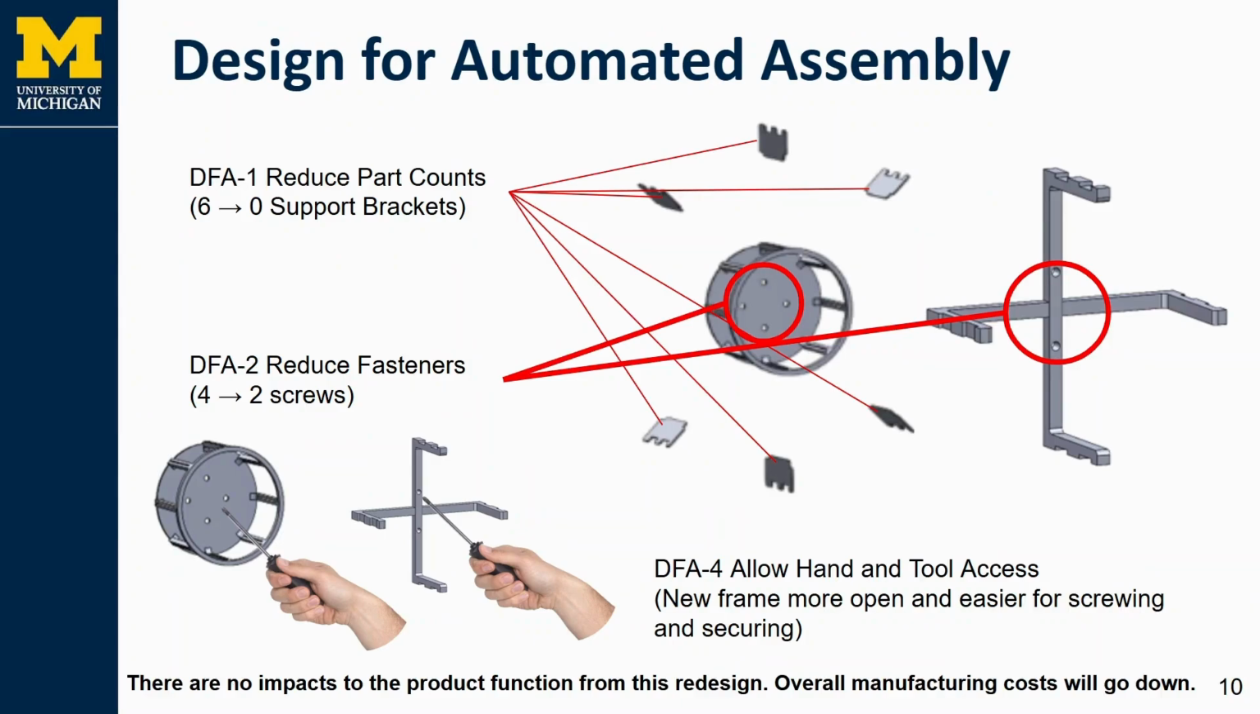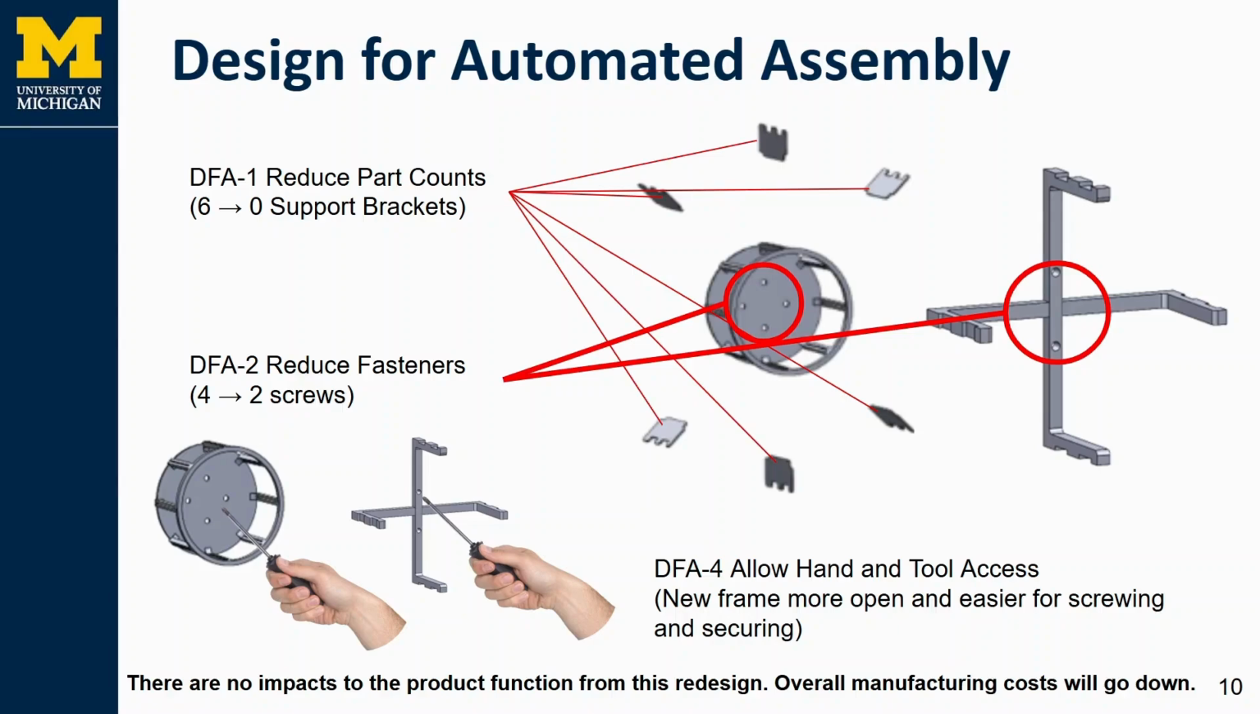3 DFA principles used in our redesign are: DFA 1, the reduction of parts with the elimination of the 6 fork brackets by incorporating their function into the heat element frame parts; DFA 2, reduction in fasteners. We reduced the initial 4 screws that attach the frame to the back cover down to 2. DFA 4, allowing hand and tool access better to the screw locations.